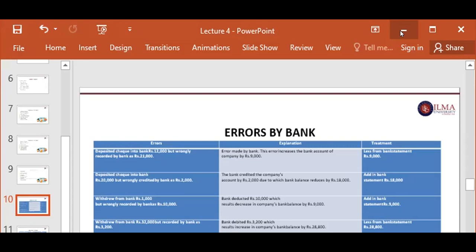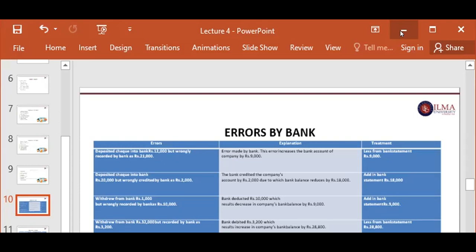Next, a bank record error: wrongly charged to the company's account rupees 1,000 instead of the other company. Bank wrongly deducted 1,000, which results in a decrease in the bank account amount of the company by rupees 1,000. Add in bank statement rupees 1,000. This should be the treatment of the error.